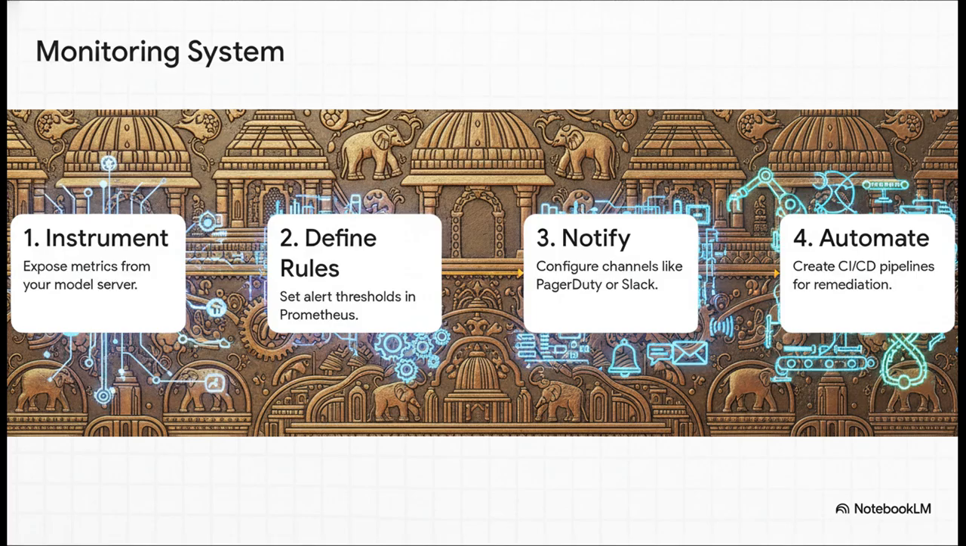First, you instrument your code so it can actually report on its own health. Second, you define the rules. What does bad actually look like? At what point do we care? Third, you set up notifications so the right person gets a ping on Slack or PagerDuty. And finally, number 4, you automate. This is where the magic of self-healing really starts to happen.